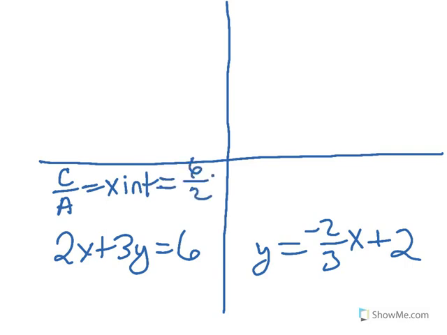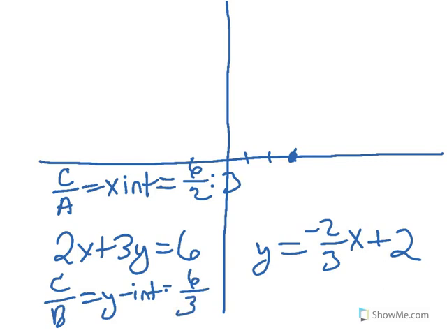So the x-intercept is 3, right here. The y-intercept is c over b, which is 6 over 3, which is 2. So the y-intercept is 2. There it is. There we go. So the line goes through those 2 points.